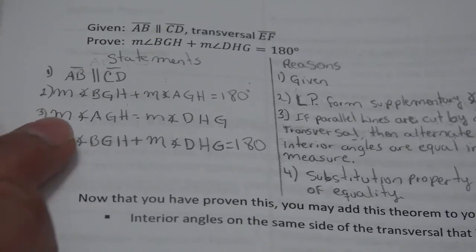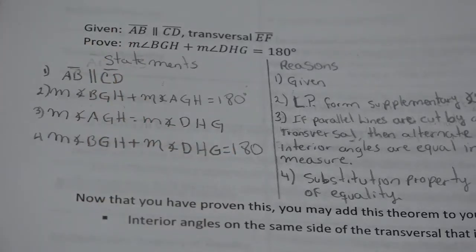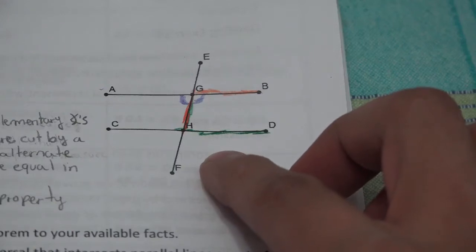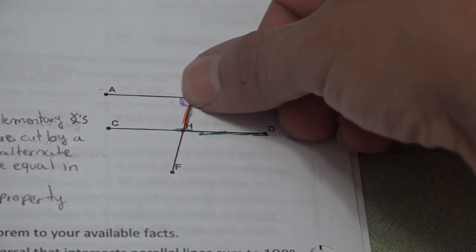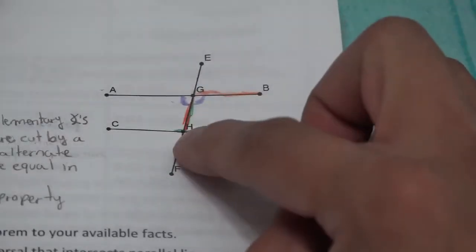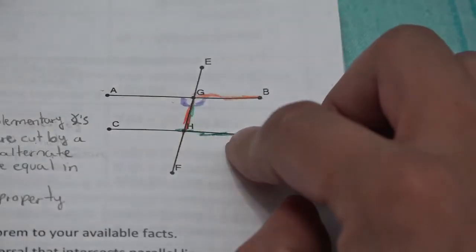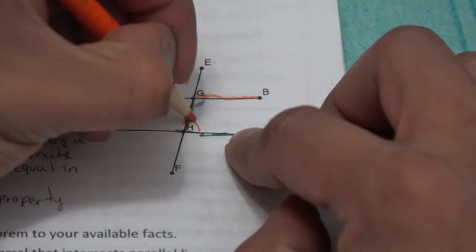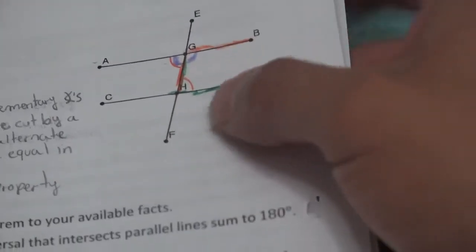Then I'm going to move on and say angle AGH equals in measure to angle DHG. Okay, so let's go again. Angle AGH, this angle is equally measured to DHG. They're equal in measure. So now I'm going to have to do an orange mark here, and an orange mark here. And why are they equal in measure? Well, you know.